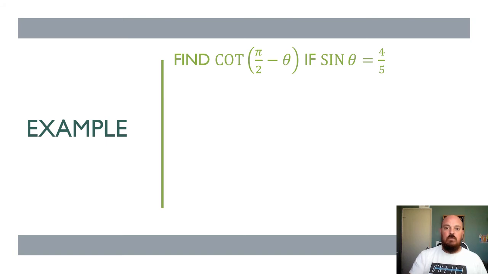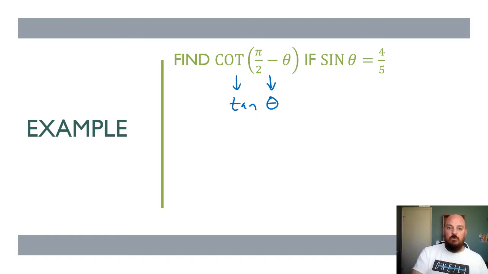So I'm going to do that. I'm going to take this pi over 2 minus theta and change it to a theta by taking this cotangent and changing it to its cofunction. No, it's a cotangent. It's already got the co on it. Just get rid of it. It becomes a regular tangent.